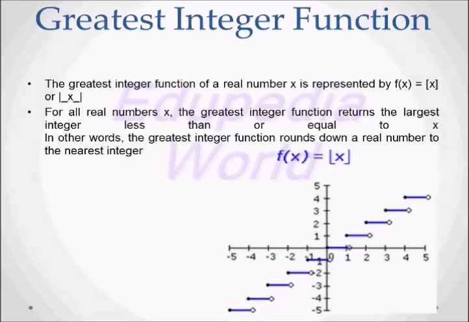One endpoint in each step is closed, that is, a black dot to indicate that the point is part of the graph, and the other endpoint is an open circle to indicate that the point is not part of the graph. Observe in the graph that in each interval the function f of x is constant. For example, the value of the function f of x remains negative 5 in the interval minus 5 to minus 4.